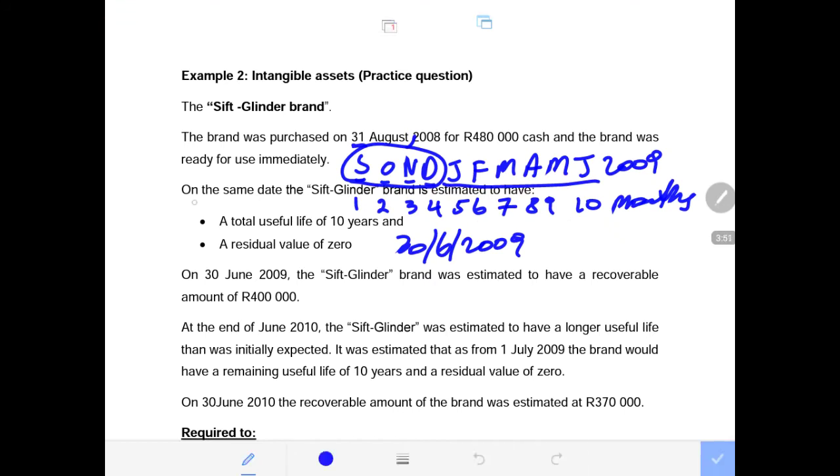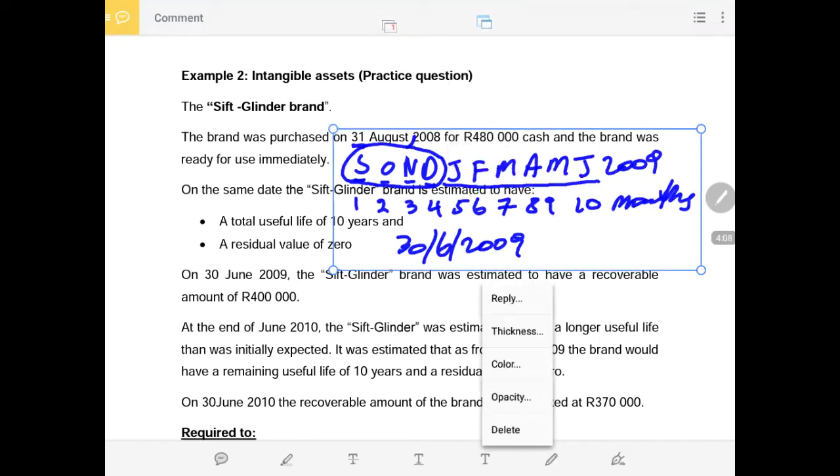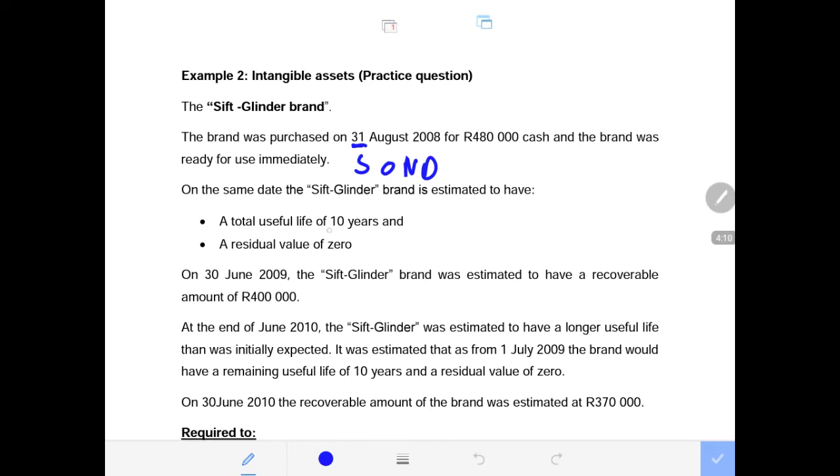It says that on the same date, meaning on the date the asset was ready for use, 31st of August 2008, the Sift Glinder brand was estimated to have the following useful life. And we are told that the useful life of this brand is estimated to be 10 years at the date it was ready for use, meaning on the 1st of September, in other words. Then we are told that the residual value of this brand is 0.